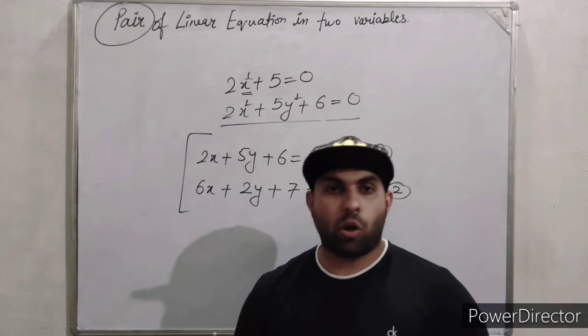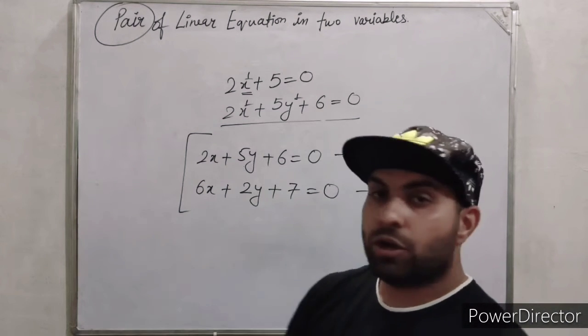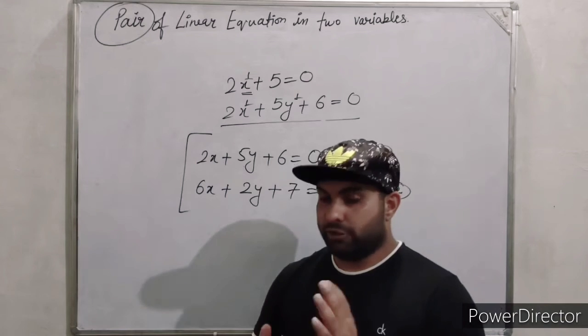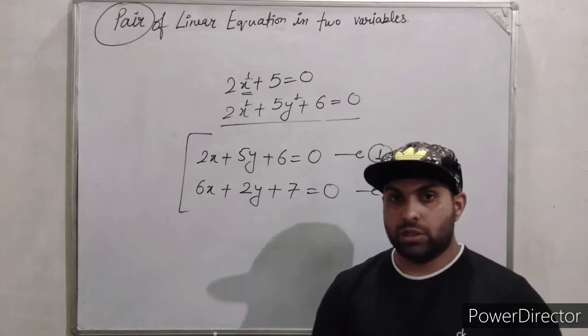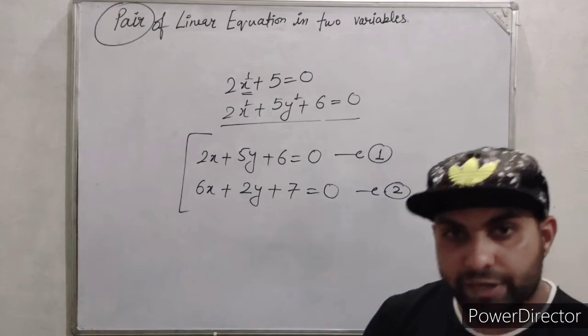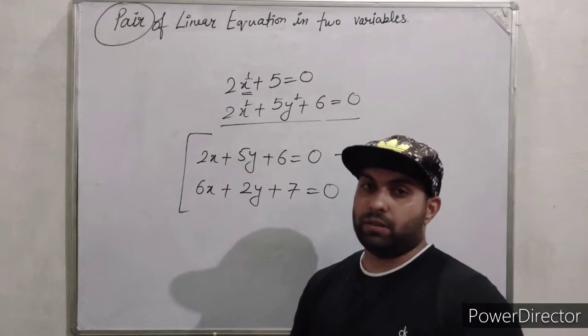The other numbers are just constant numbers. These are just coefficients of the variable. The variables are x and y. Two variables we have in these equations. So this is known as pair of linear equations in two variables.